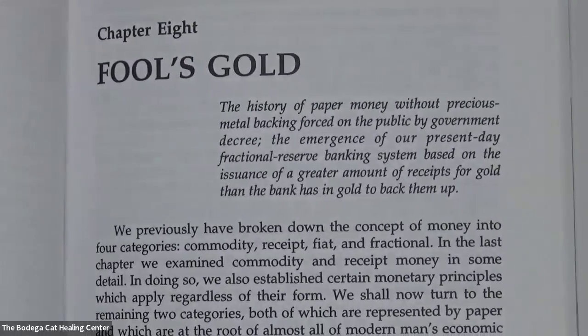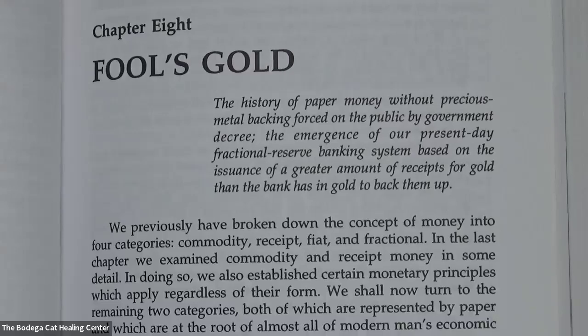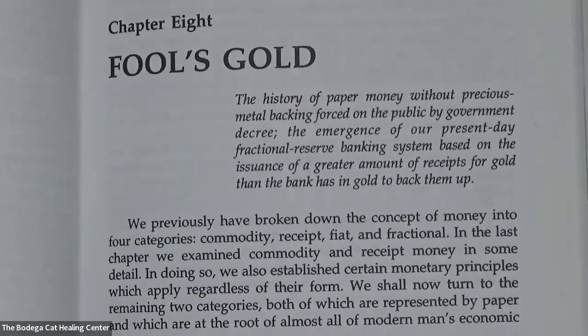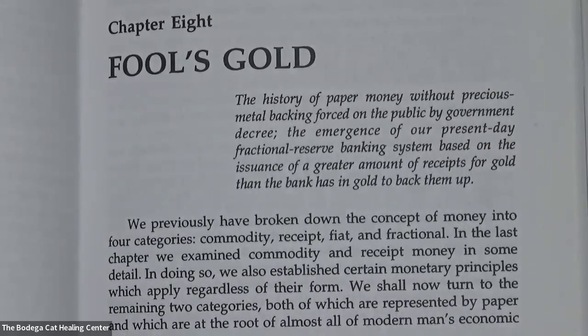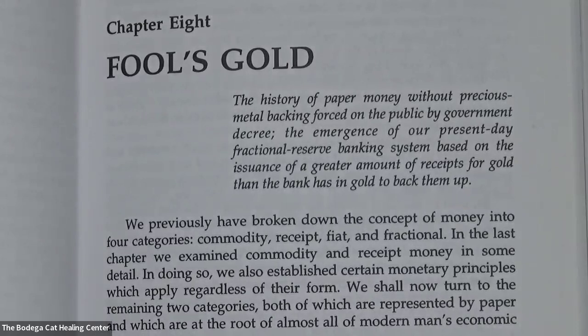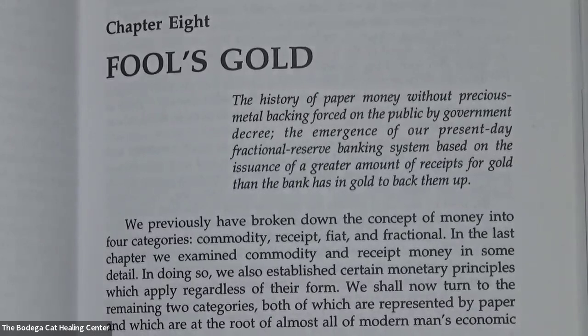All right, here we go. Chapter 8, Fool's Gold. The history of paper money without precious metal backing, forced on the public by government decree. The emergence of our present-day fractional reserve banking system based on the issuance of a greater amount of receipts for gold than the bank has in gold to back them up.